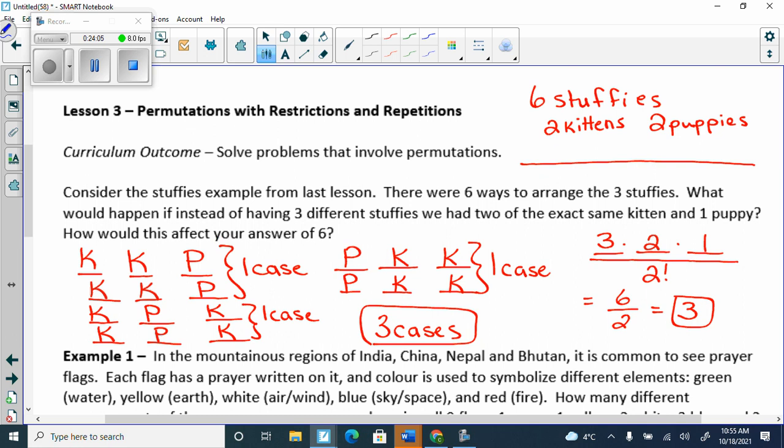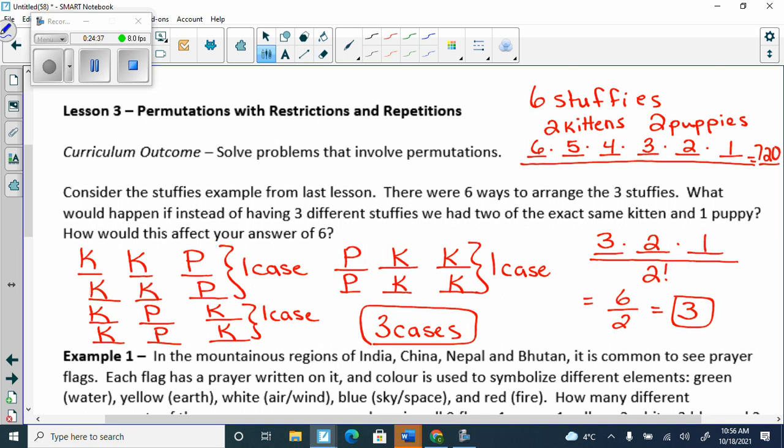So how many blanks would I have? 1, 2, 3, 4, 5, 6. Why would I have 6? Because I'm still arranging 6 stuffies, right? How many stuffy options would I have for the first blank? 6. Then 5, 4, 3, 2, 1. So I actually have 720 different options of rearranging the stuffies. 6 times 5 times 4 times 3 times 2 times 1 is 720.